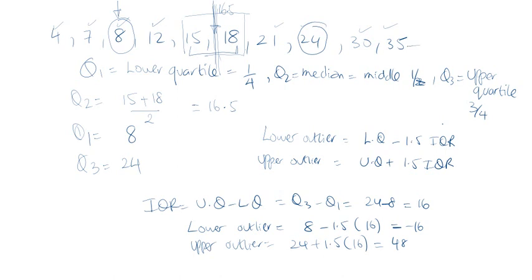So that was our data set. If we go further to the right hand side, anything after 48 will be an outlier. And the same way, if you go to the left, anything after minus 16 will be an outlier. So in our case, we don't have any outliers, because our maximum number is 35, which is still within the acceptable range, and the lowest value is 4, which is still within the range. So in our case here, we don't have any outliers.